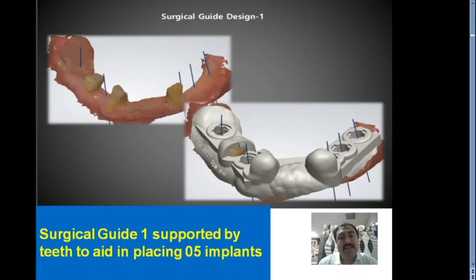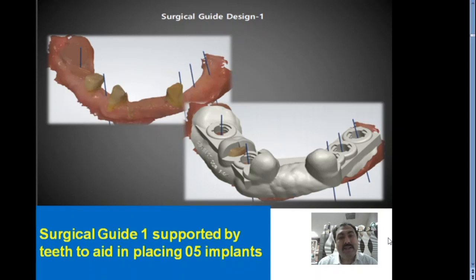Based on these, surgical guide 1 is designed, which is taking support from 4 teeth, and we can easily place 5 implants and the guide can be pretty stable. Obviously these teeth should not be completely mobile, otherwise the guide will be of no use. But in this situation, we can still utilize these teeth for our step 1.